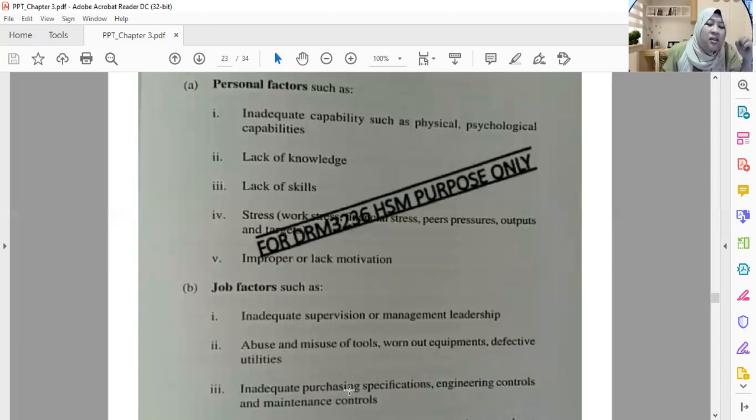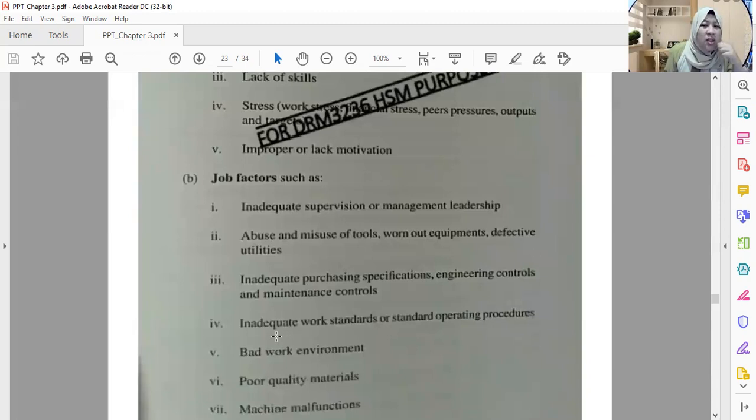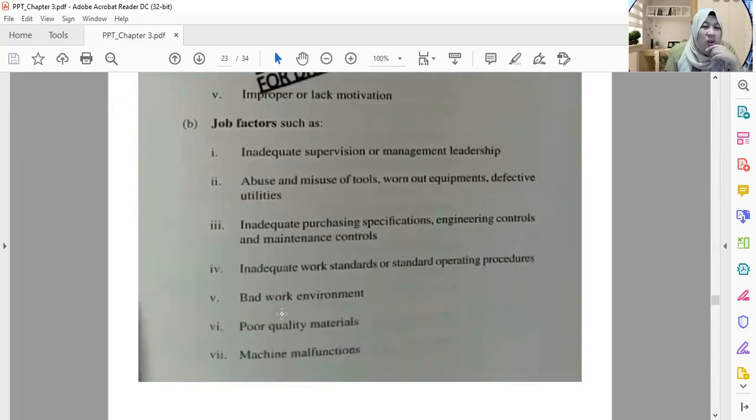Okay, and then the job factors, such as inadequate supervision or management leadership. So this can also be a trigger for why human errors can happen in the job factors, because there is no one actually monitoring the job, how we perform the job. So no one observes.